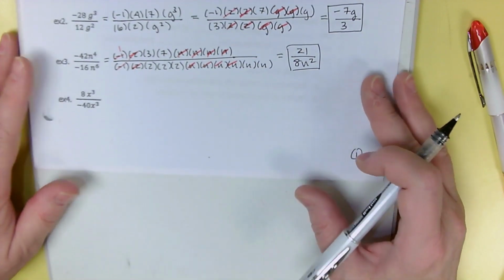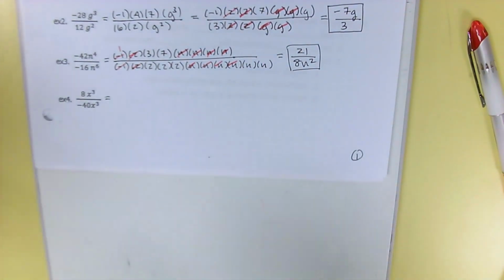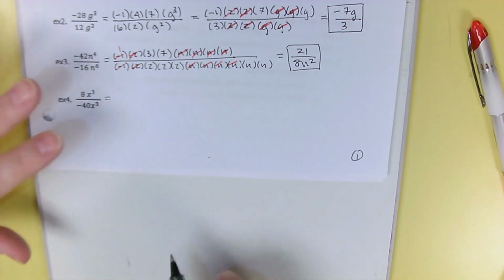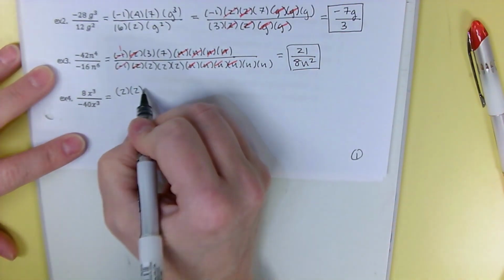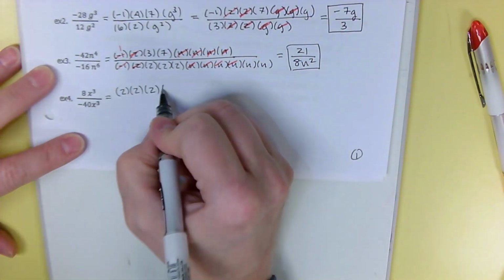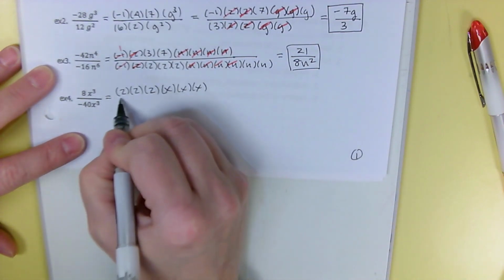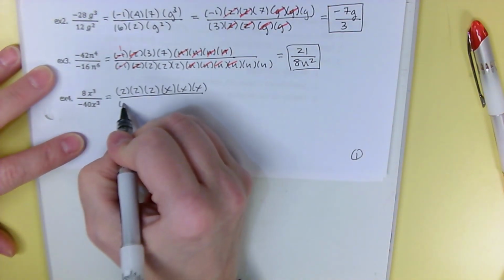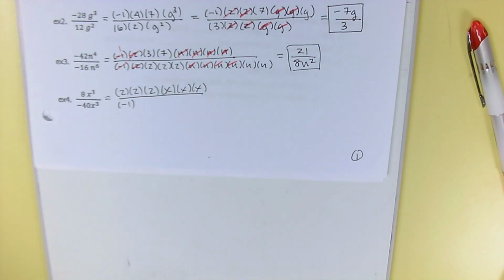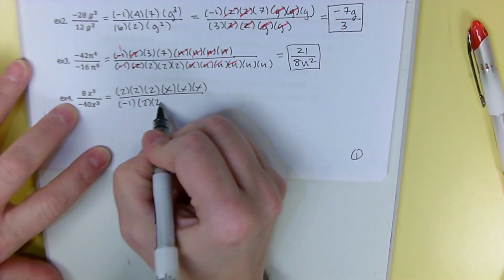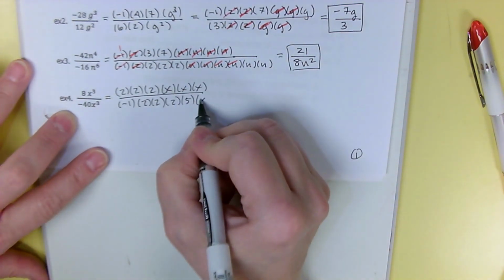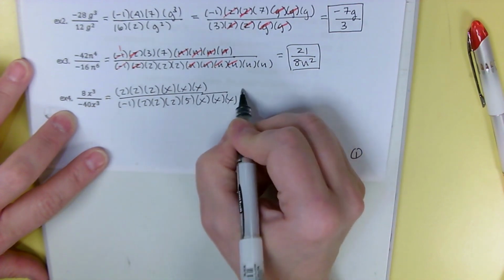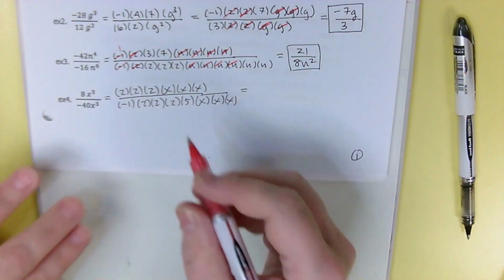Okay, so let's go over this. And I see some of you did it in one step, some of you did it in two. It's fine if you do it in one, it's fine if you do it in two. So 8 is 4 times 2. 4 is 2 times 2 times 2. So 8 is 2, 2, 2. Then I have 3 x's. On the bottom, I have a negative 1. 40 is 4 times 10. So 2 times 2 is 4. 2 times 5 is 10. And then I have x, x, and x. So now it's prime factored.